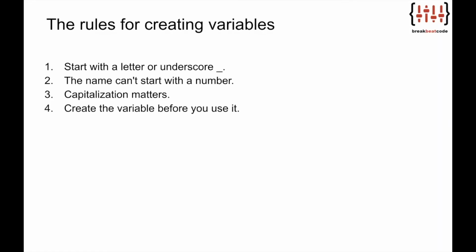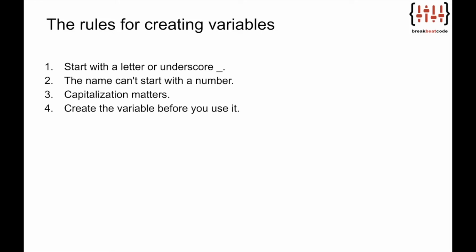So we're going to quickly recap some of the rules for creating variables in Python. Most bugs are actually created because we didn't follow these principles. The first one is variable names must start with either a letter or an underscore. Number two, the variable name can't start with a number. The name can include a number, but it can't start with a number.